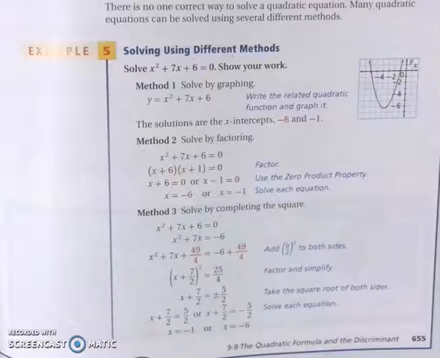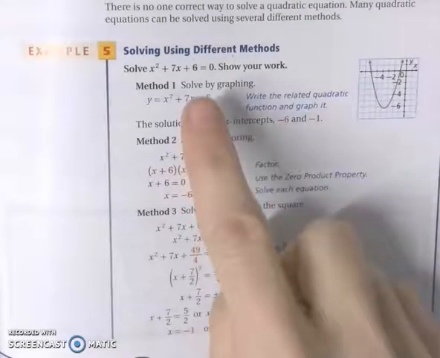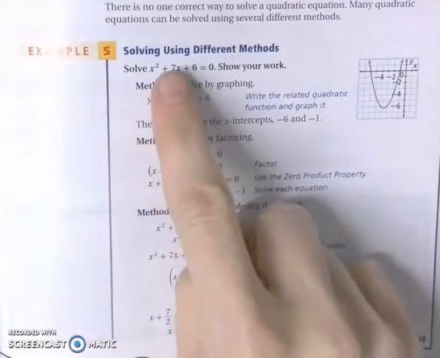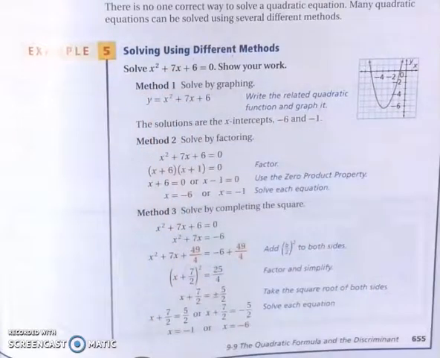Okay, all right. So I'm on page 655, example 5, solving using different methods. In example 5, I'm just going to walk you through this, because you know how to do all of this now. So they give you an example, and they say solve x squared plus 7x plus 6 equals 0 and show your work. So this sums up everything that you learned in the last few sections, okay?